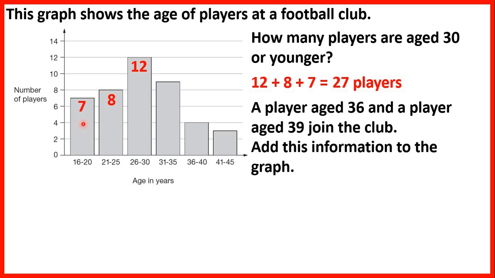So the bar at the moment shows 4, but if we add another 2 players, then the bar will need to show 6, because 4 plus 2 is 6. So we need to change the bar so that it's this height.